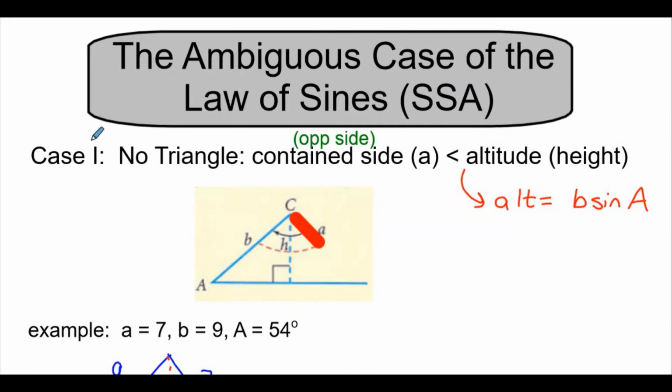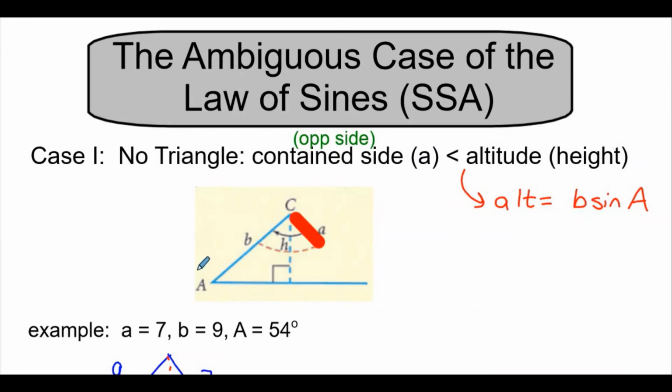In the ambiguous case, the first example, which I think is the easiest to understand, is when you have no triangle. And that occurs when the contained side is less than the altitude, or the side opposite of the angle given is less than the altitude. Please understand that the altitude is b sine a, which I did several problems explaining that with area, so you might want to watch that video before you watch anything about the law of sines to understand what an altitude is. And keep in mind that the contained side does not have to be a, and this a does not have to be a.